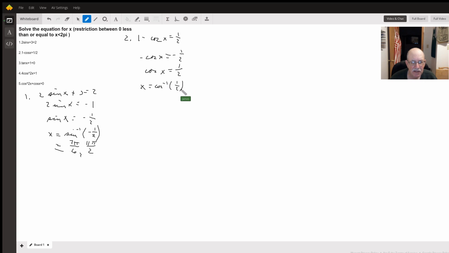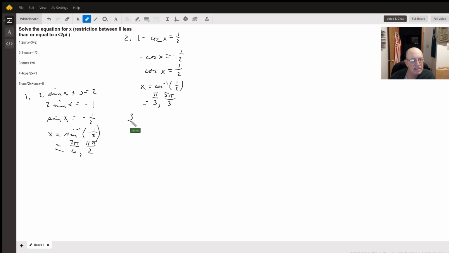+1/2. So again, just like in the last one, we're going to figure out which angles have cosine values of 1/2. Well, there's going to be one in the first quadrant, and that's pi over 3. And there's one in the fourth quadrant, which is 5 pi over 3. So it looks like probably all the ones that we're going to do here, we can get the angles off a unit circle instead of having to use a calculator.